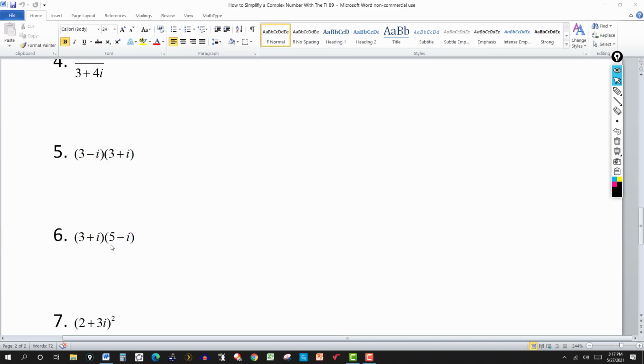3 plus i times 5 minus i. Just basic multiplication of two binomials. That's like a 3 plus x times 5 minus x. So we multiply the first terms, we get 15. Multiply the inner terms here, plus 5i. And the outer terms over here, minus 3i. And the last terms, i times minus i, gives me a minus i squared.